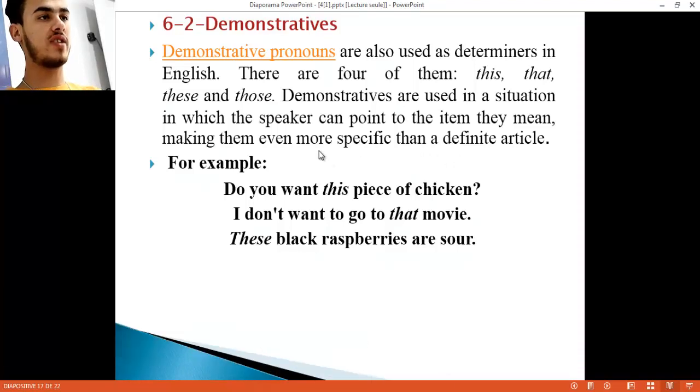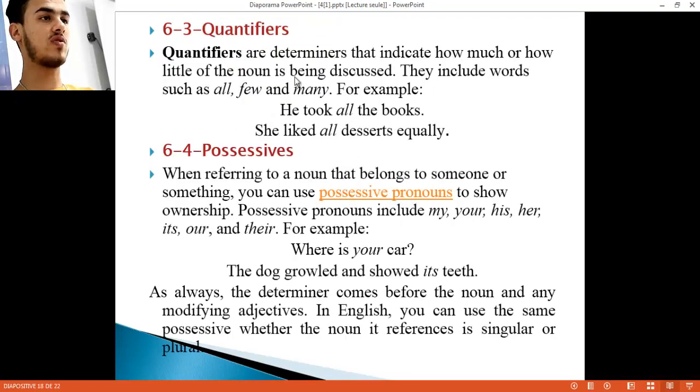So the only difference here between the demonstratives and the articles is that with demonstratives we are pointing at something and specifying it exactly. For example, do you want this piece of chicken? When we say, do you want a piece of chicken, we are talking generally, and by pointing at it we use the demonstrative this.